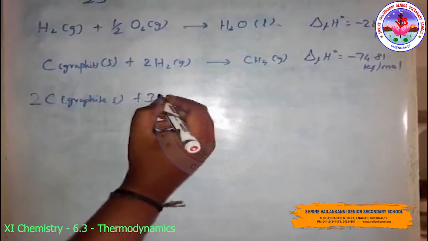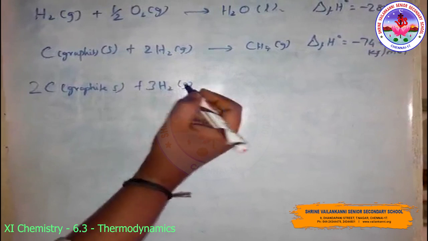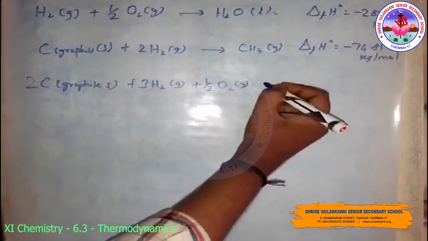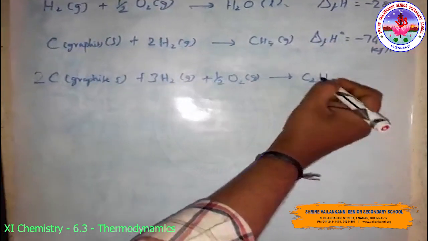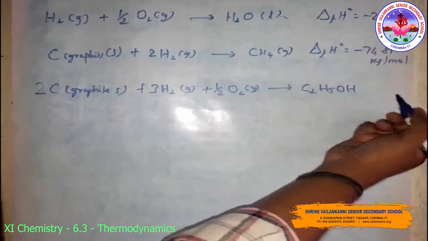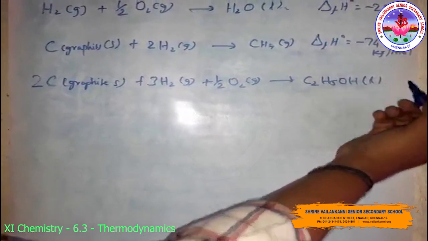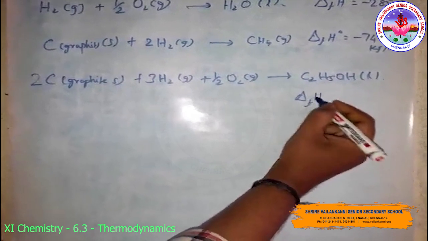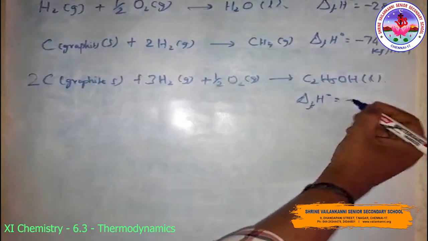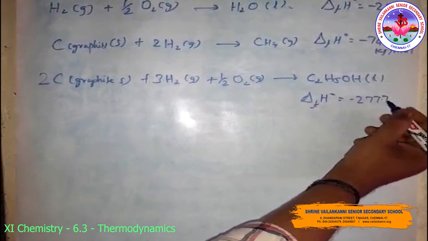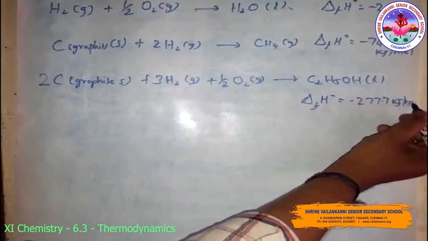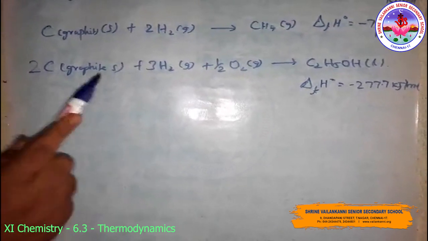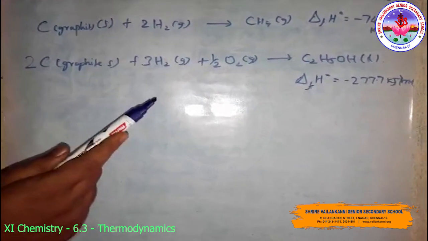Then suppose 2 moles of carbon graphite solid react with 3 moles of hydrogen gas and 1/2 mole of oxygen gas to form alcohol, that is C2H5OH, ethanol liquid. Here the standard enthalpy of formation is minus 277.7 kilojoule per mole.